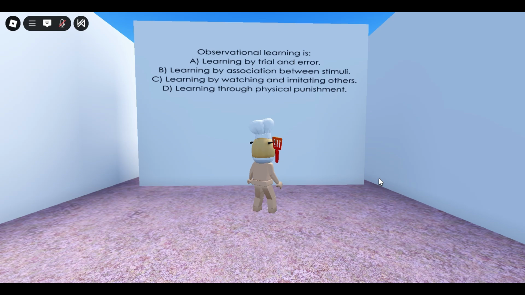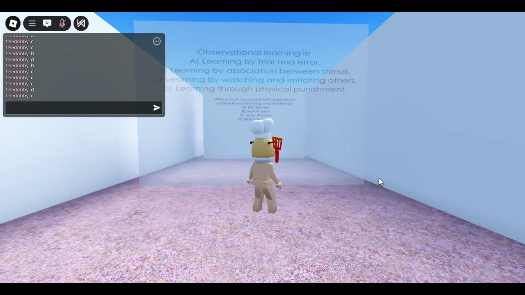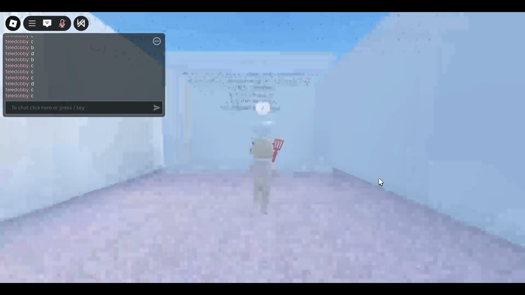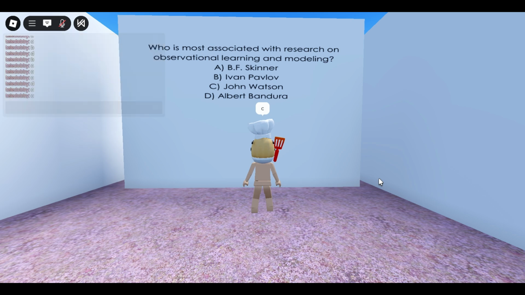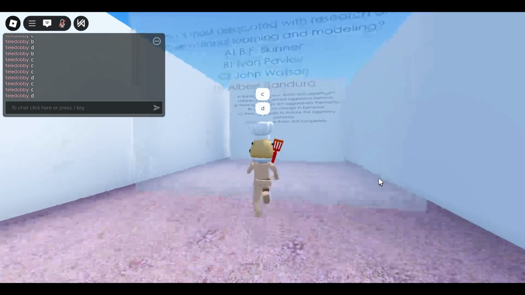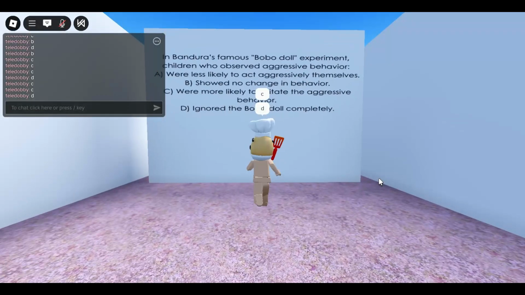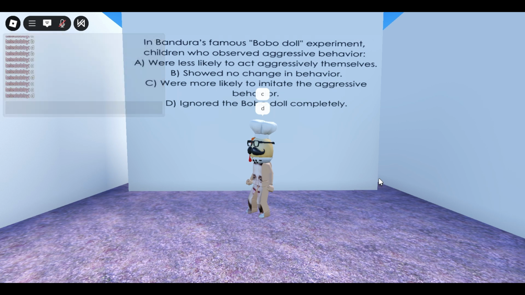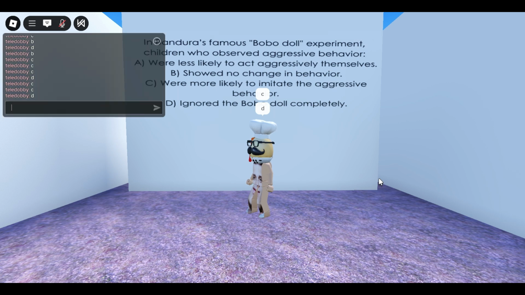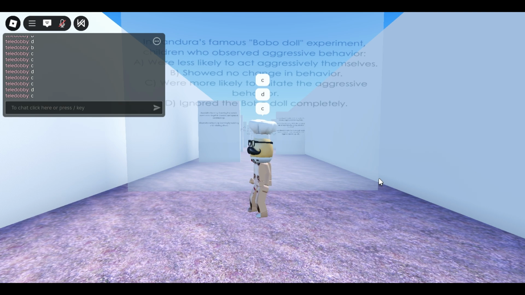Observational learning is learning by watching and imitating others. Albert Bandura was most associated with observational learning and keyword modeling. In his experiments, children who saw aggressive behavior were more likely to model and imitate the aggressive behavior.